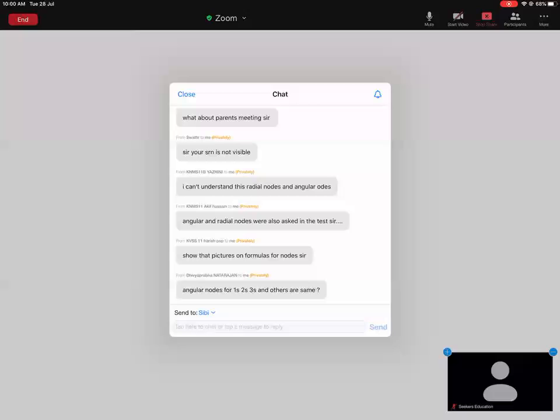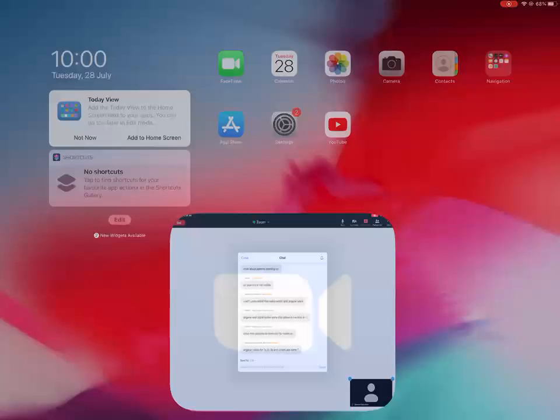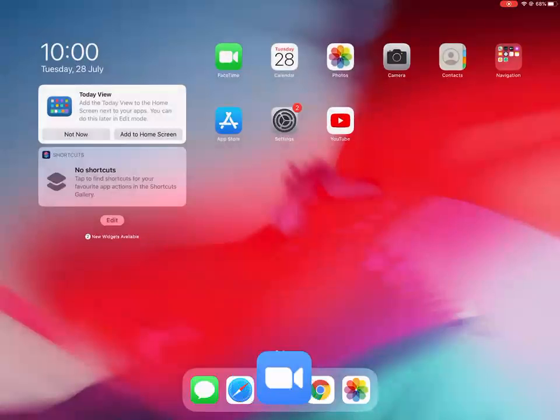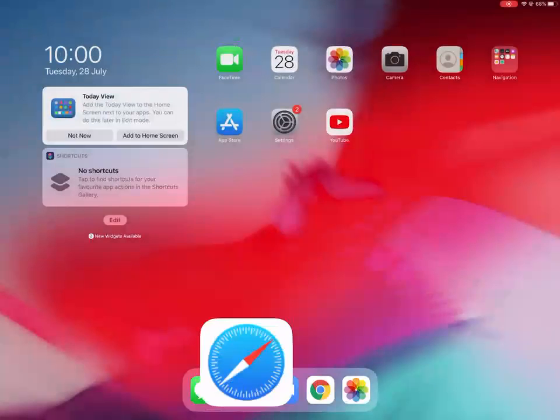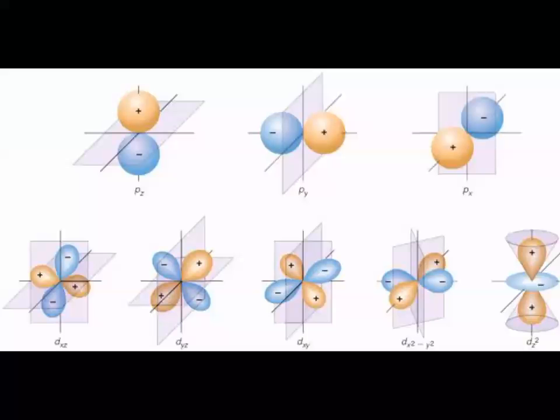Harish, let us talk. Here I am giving you the formula for the nodes. I am telling you the number of angular nodes is equal to the L value. So please make a note of this. S has 0 angular nodes, P has 1 angular node, D has 2 angular nodes, F has 3 angular nodes. What do you mean by angular nodes? Angular nodes are those planes where the probability of finding an electron is 0. Look here, P will have 1 angular node. In case of D, by the shape of it, there will be 2 angular nodes in the XZ plane.